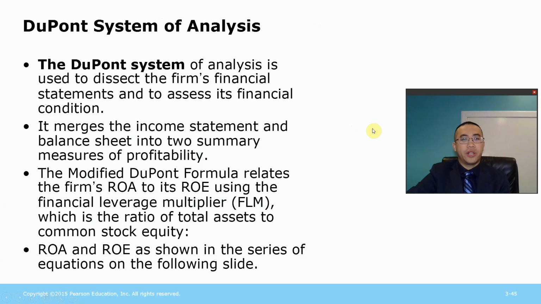All right, the next subject is DuPont Analysis. So in this analysis, we're going to dissect the firm's financial statements into different components. In particular, we're gonna analyze the firm's ROA, which is return on assets, and ROE. And we will convert ROA to ROE by applying this equity multiplier, also called financial leverage multiplier, to the ROA.